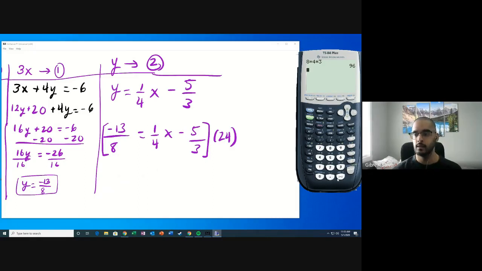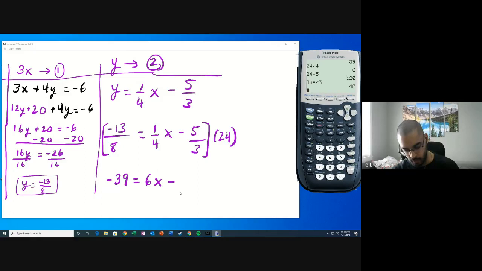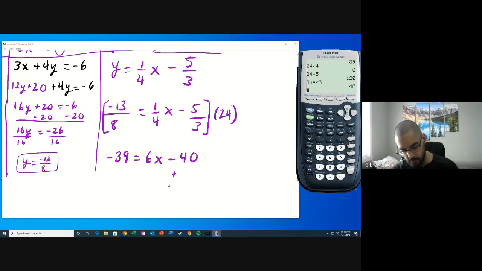So we'll multiply here. So if I do negative 13, multiply it with that 24, that's negative 312, but we have to divide it by 8 also, and I'm going to get negative 39. And so negative 39 equals 6x minus, I know it's 6x because I'm doing 24 times 1, 24 divided by 4, gives me 6. Now, if I do 24 times 5 and divide that by 3, I'm going to get 40. So minus 40 on the end. Fractions are gone. Looks a bit nicer to deal with. So let's add 40 to both sides.